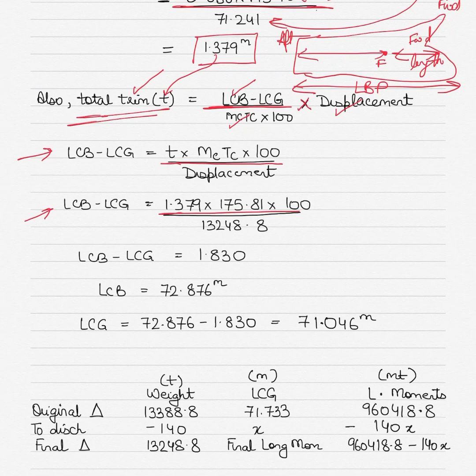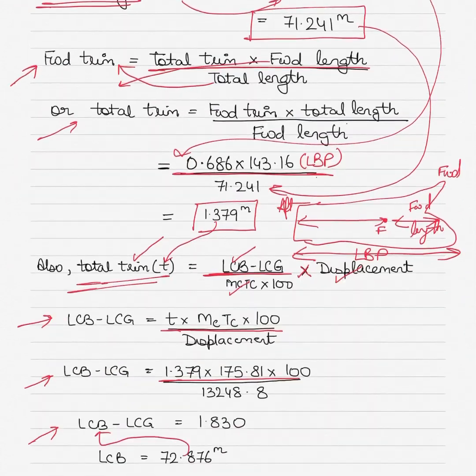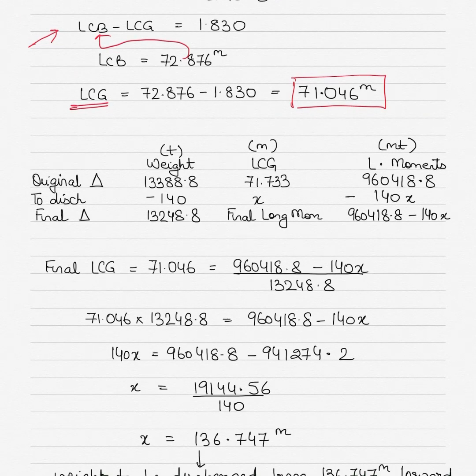Then you've got LCB minus LCG equals 1.830, but you know your LCB value is 72.876 as you calculated above. So your LCG value after discharging is 71.046. That is your final LCG.